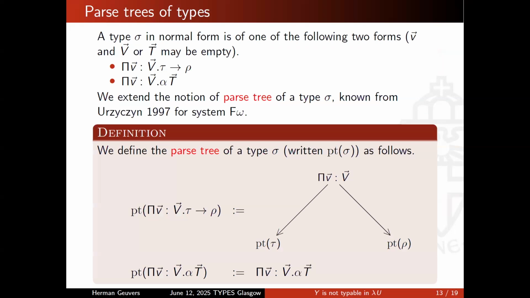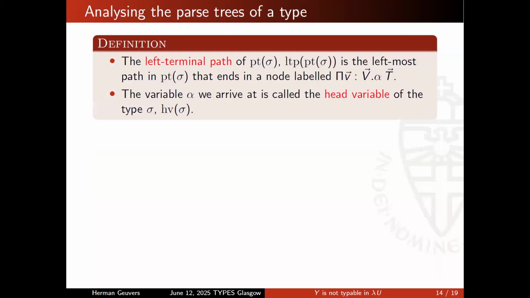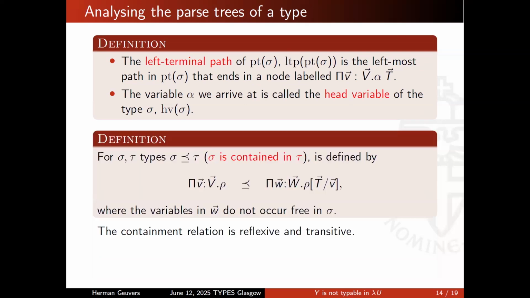So what do we do? We look at parse trees, parse trees of types. And now it's very cool. The types are all strongly normalizing, so I just look at normal forms. This is a parse tree. It either looks like this or like that. And I'm really looking at this parse tree and I'm going down the left branch. I'm very interested in the length of this left branch and the alpha that I in the end find, because that's what I call the head variable. So if I go left down, at a certain point I hit up in this form, and that's my head variable. So there's a left terminal path, that's interesting, and I said this alpha is the head variable.